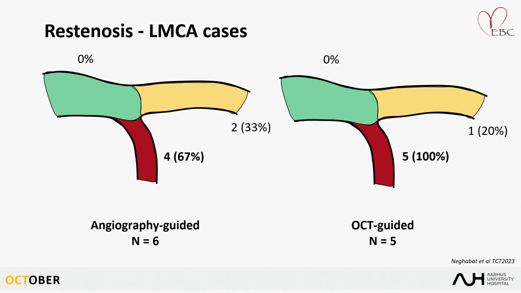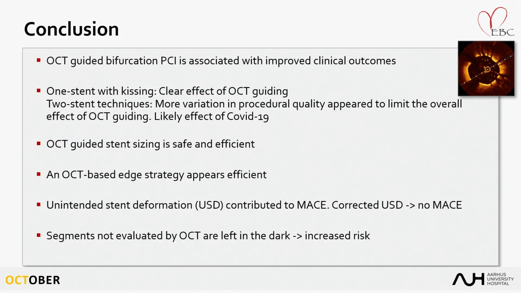And again, left main, it's the circ that causes the problems. That's where we find the events that enter into the cath lab. So in conclusion, OCT-guided bifurcation PCI is associated with improved clinical outcomes. 1 stent with kissing, clear effect of OCT guiding. 2 stent techniques, more variation in procedural quality. And we saw a likely effect of COVID-19.